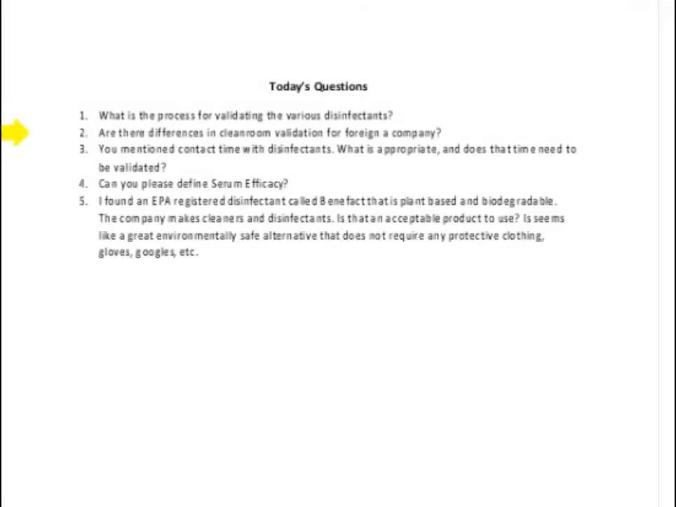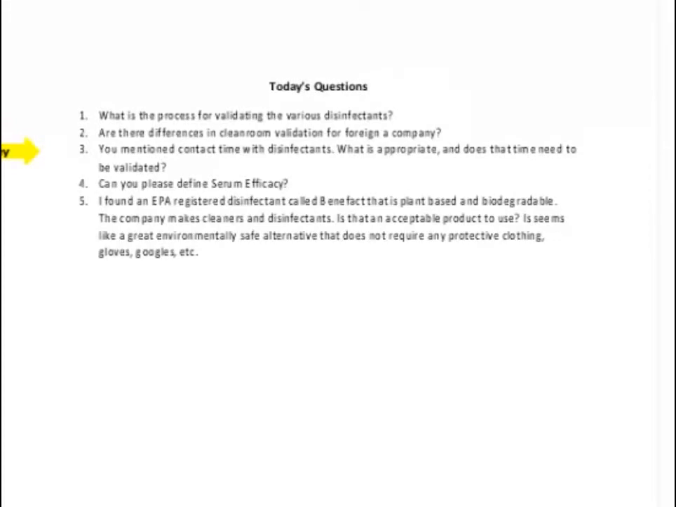The second question is, are there differences in clean room validation for a foreign company? There are EMA regulations as well, but I don't believe that they're any different than what they would be in the United States. I would have to also check on that one. I'm sorry, I didn't really prepare that much information for the validation of the disinfectants, but seeing these questions, those are questions that I hear a lot, and it's a hot topic in the industry. So I can get you some information on that and check on that as well for you.